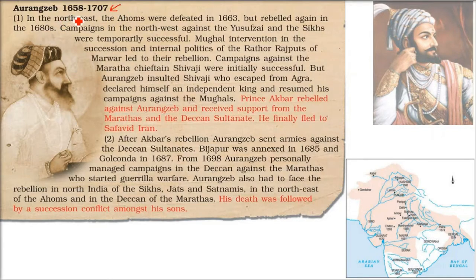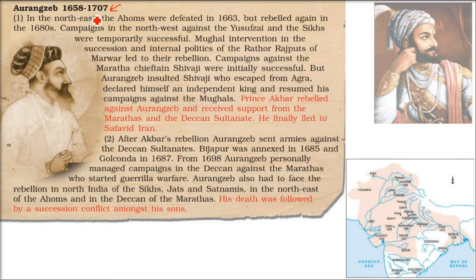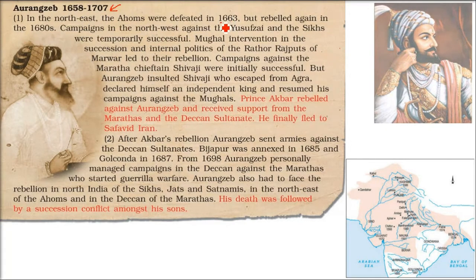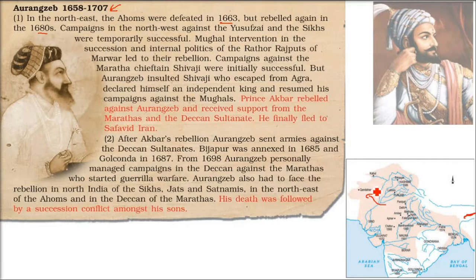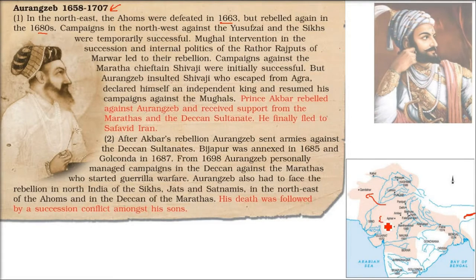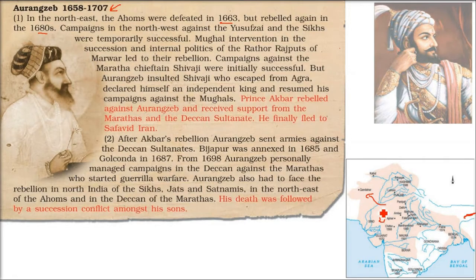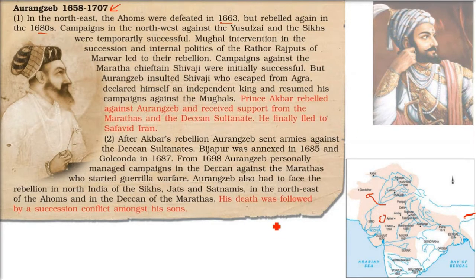Okay. So with Aurangzeb, we are talking about 1658 to 1707. Unlike Akbar, he is somewhat very rigid and cruel. That's what we understand. So this is the Ahom region in the northeast. The Ahoms were defeated in 1663, but they rebelled again in the 1680s against Aurangzeb. This is the northwest part, the Yusufzai and the Sikhs. Against them, it was temporarily successful. They were Aurangzeb and the Mughal Empire.